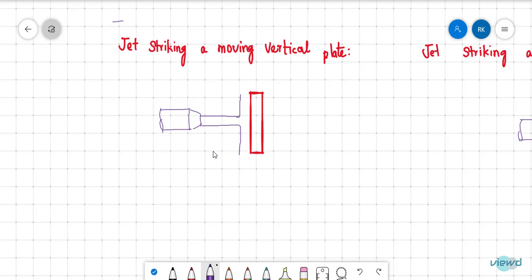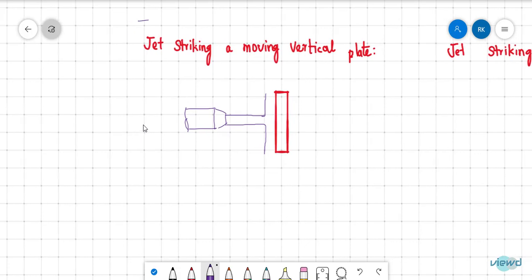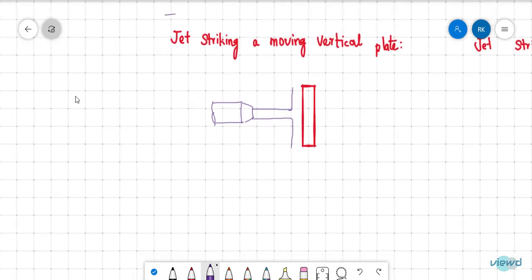We have seen different cases of fixed plates, and in this video let us see what will be the force acting on a moving plate. In order to analyze the moving plate condition, we need to understand what is relative velocity.